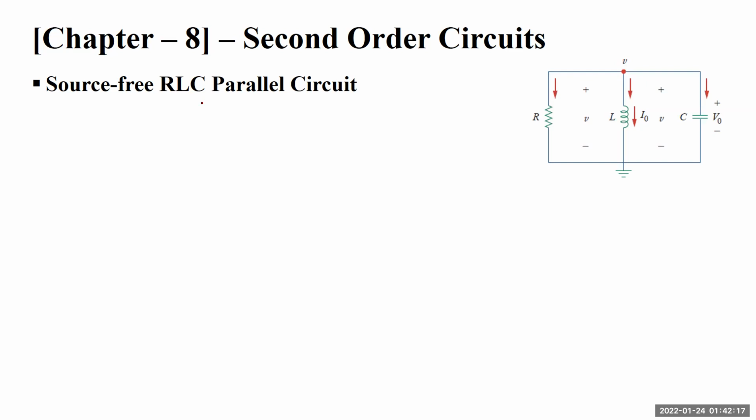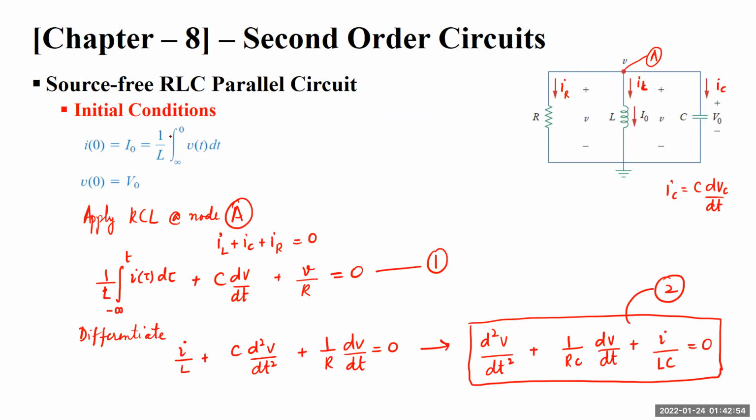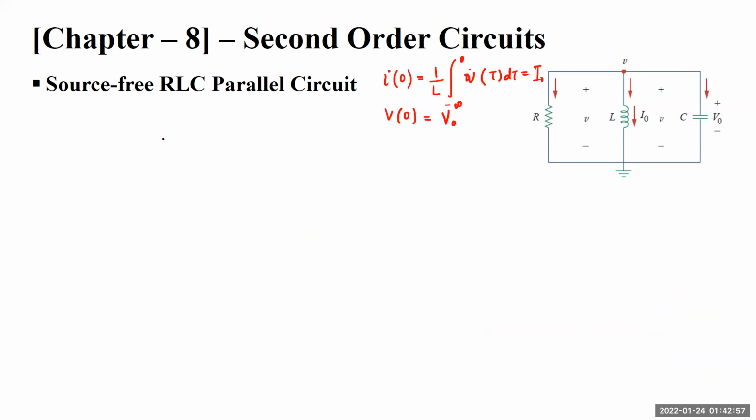Okay, so when solving this differential equation, remember that we need the initial conditions. The initial condition given to us is the current in an inductor, I(0) = 1/L times the integral from minus infinity to 0 of v(tau) d tau, which equals I naught, and the voltage across the capacitor is given as V naught. So just putting these initial conditions in equation 1.